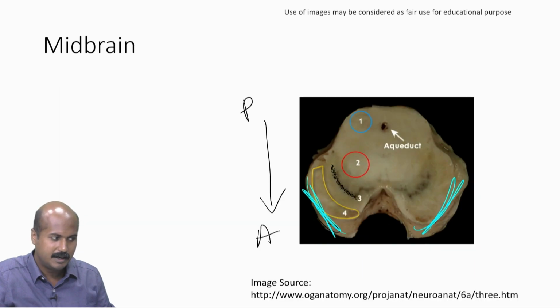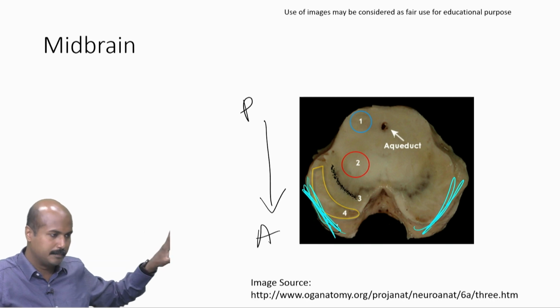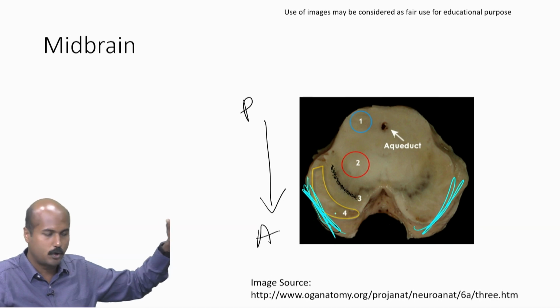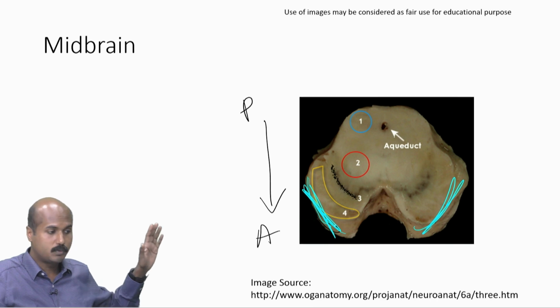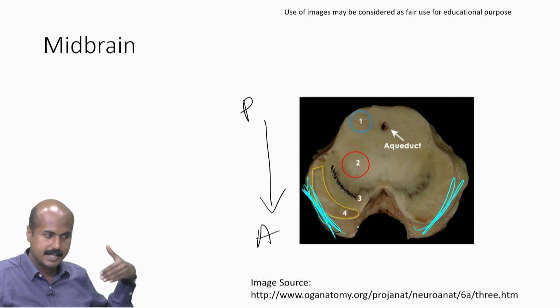That part is what you are seeing here. Technically speaking, this is called crus cerebri. This is part of the cerebral peduncle as a whole. That is what you are seeing here in this section. This is the anterior aspect.